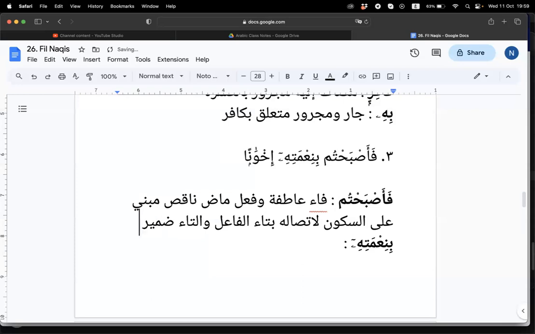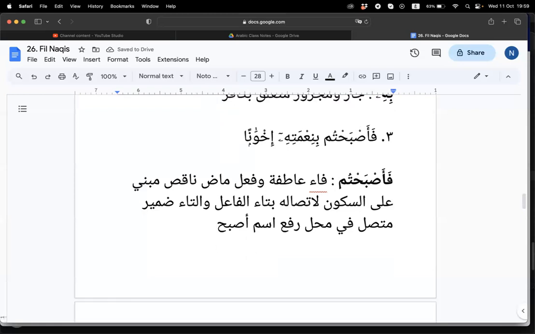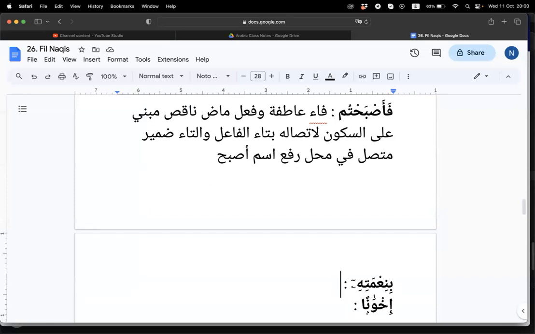And then we say the ta itself is domir. What kind? Domir mutasil fi mahali rafa. Because what's the rule? Not fa'il, but because it is isim asbaha. Yes, correct. Isim asbaha, and then after that, bi ni'matihi.